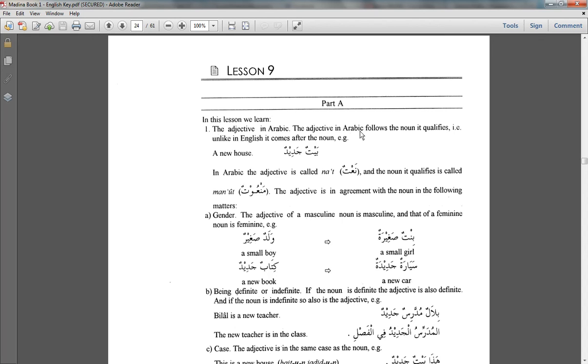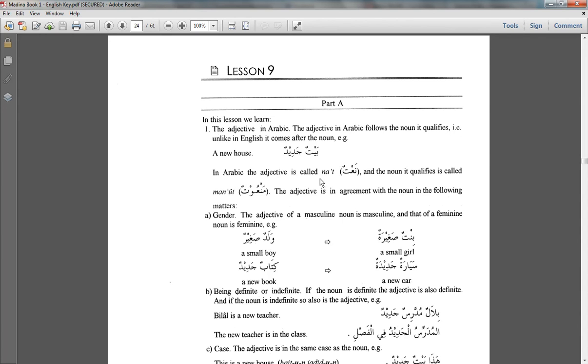The adjective in Arabic follows the noun it qualifies. That is, unlike in English, it comes after the noun. So a new house, for example, the adjective is in the beginning, but in Arabic it's afterwards. Baytun jadidun. A new house. Just like in French, you have the same concept. You have the thing that is being described, and then after that, the adjective comes.